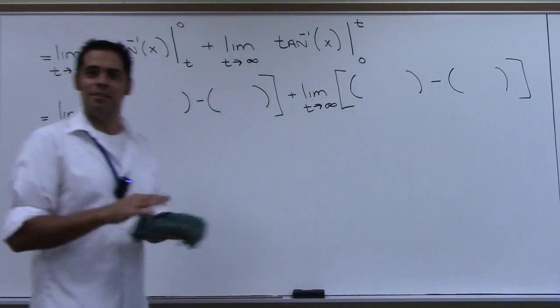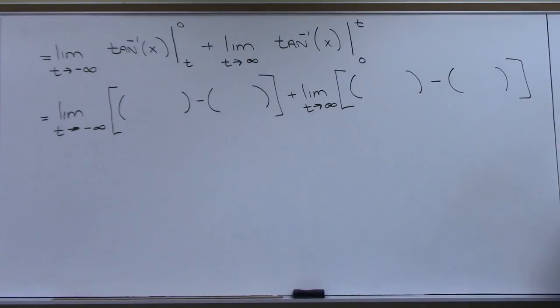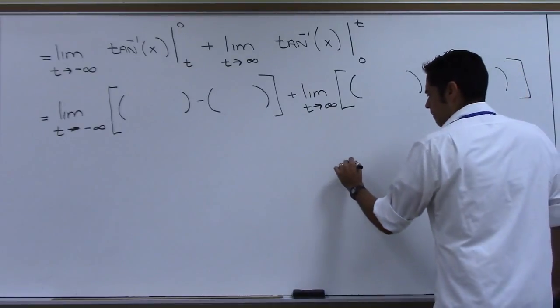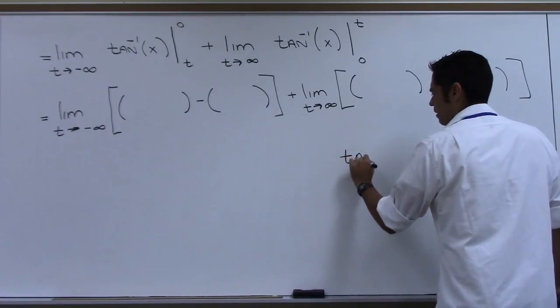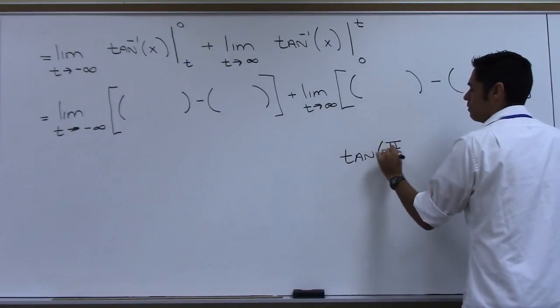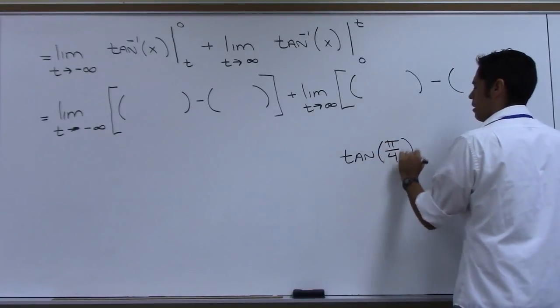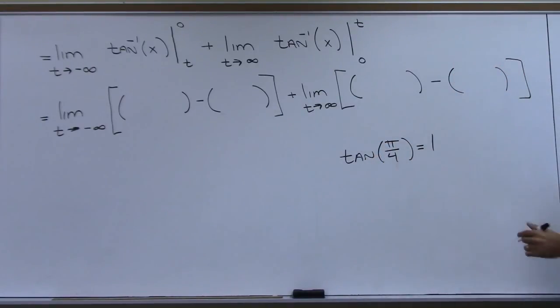Uh-oh. 1. We all agree? Disagree? No calculators allowed. Arctangent of 0. All right, so let's see here. If I say tangent of an angle, let's say pi over 4, right? Tangent of pi over 4. The answer is 1. Why is that 1?